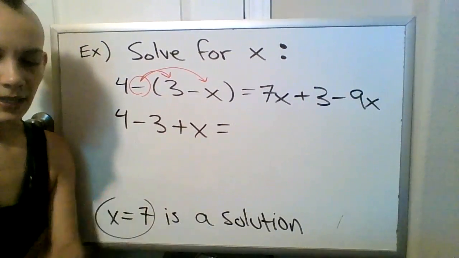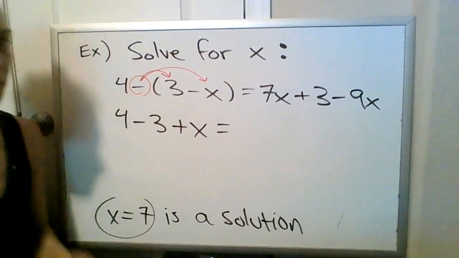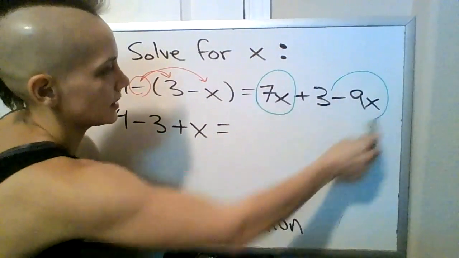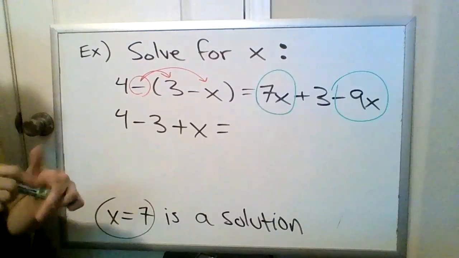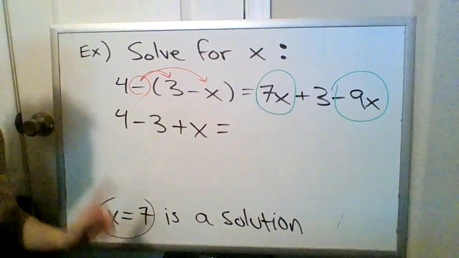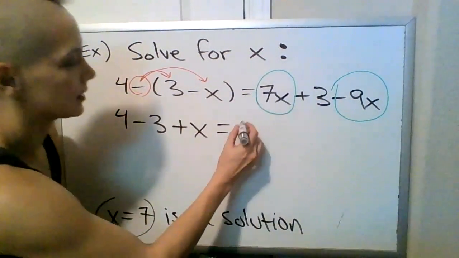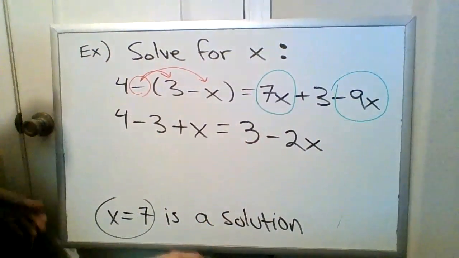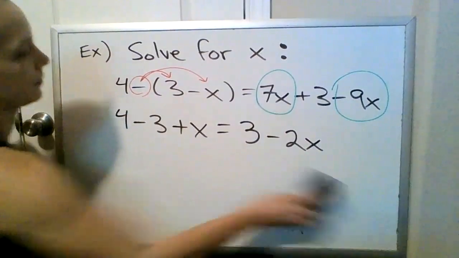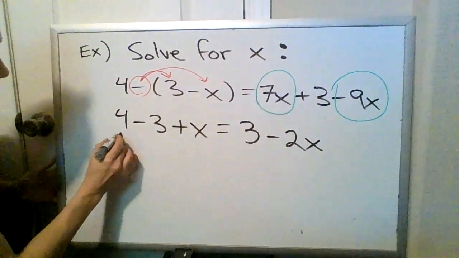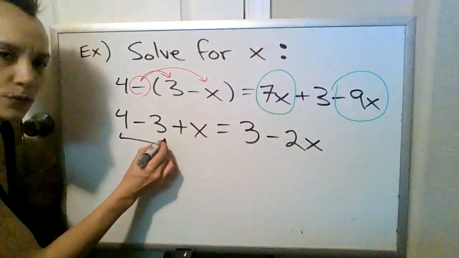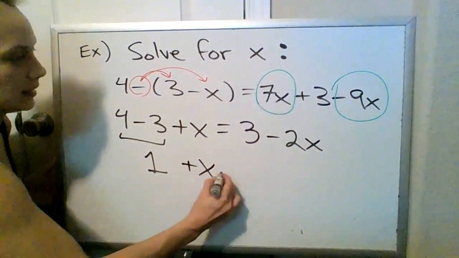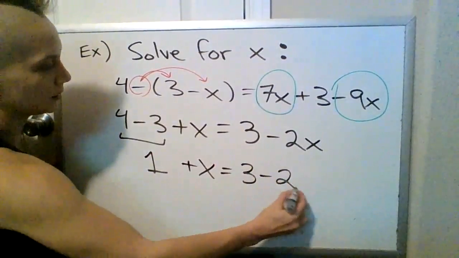And then on the other side, I will go ahead and combine some like terms. So with that 7x and a negative 9x, I can write 3 minus 2x. Here is 1 plus x equal to 3 minus 2x.